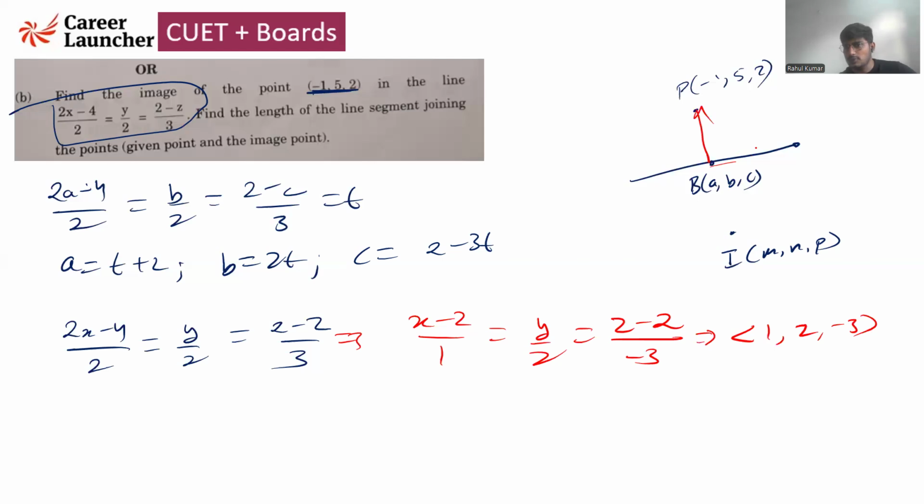Now this vector is perpendicular to this vector, which means the dot product is 0. So what we need to do is equate it to 0, and we'll get the point here. Okay, simple strategy. Let's go for it.